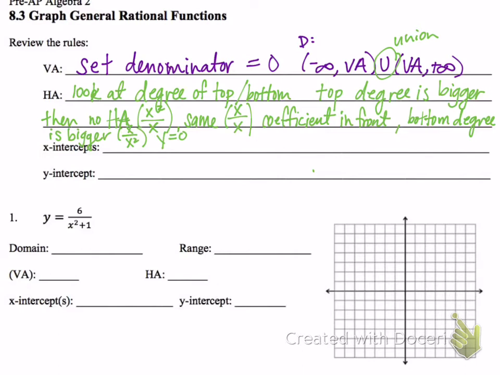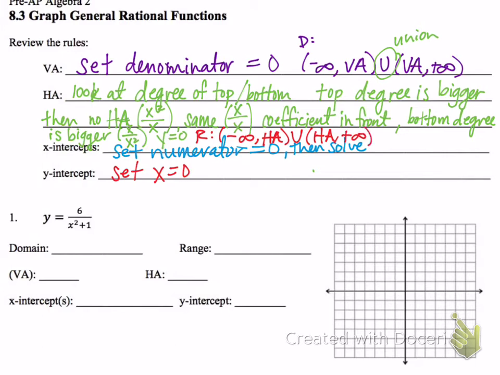So for x-intercepts, you set the numerator equal to 0. And then solve. And for y-intercepts, you do what? Set x equals 0. Also, I didn't add this with horizontal asymptotes, but if I were to find my range, like we did the domain, range is negative infinity to horizontal asymptote, union, horizontal asymptote to positive infinity. So those are just kind of added, but remember those are the rules for domain and range.